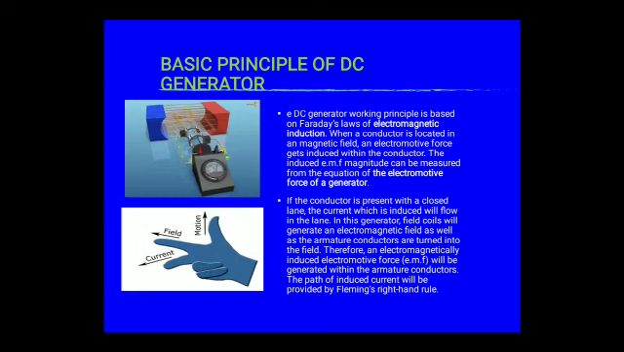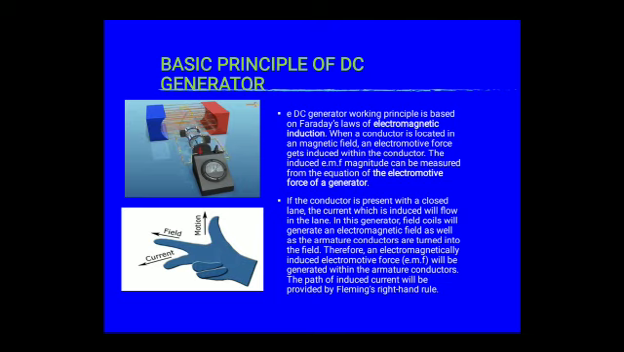So in the case of a DC generator, if the induced voltage is alternating in nature, how can we get direct current or direct voltage? With the help of a special device named the commutator, we can convert the alternating voltage into direct current.